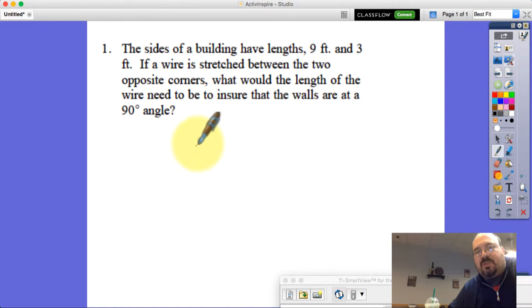So let me draw the picture for you. You got walls with 9 feet and 3 feet. So there's 9 feet, there's 3 feet. Okay? The wire is stretched between two opposite corners. Put an angle like this.